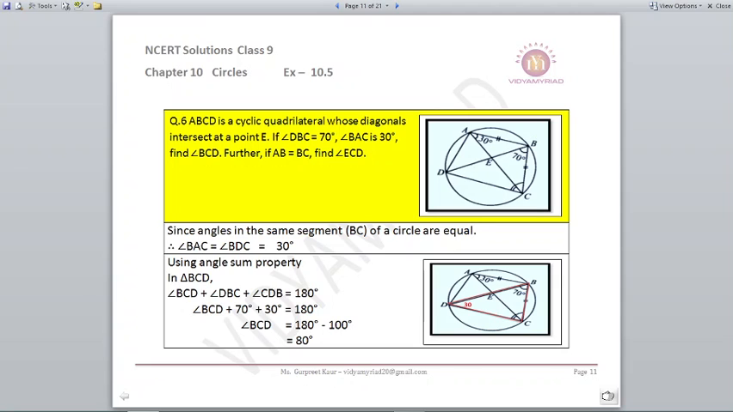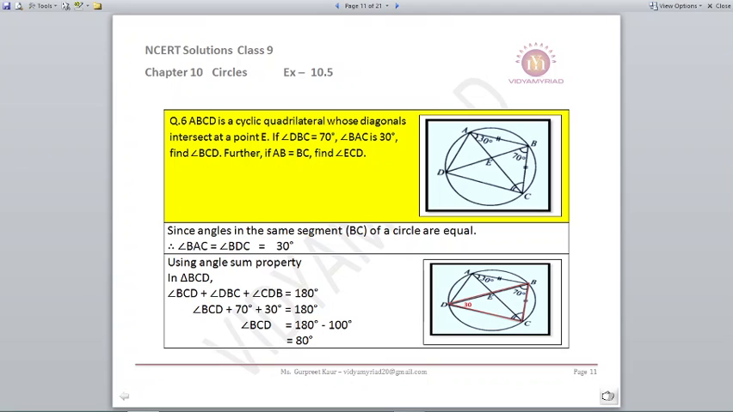Now let us take the triangle BDC. In this, you already have two of the angles, 70 degrees and 30 degrees. You can find out angle C using the angle sum property, by subtracting from 180 degrees, your angle BCD comes out to be 80 degrees.